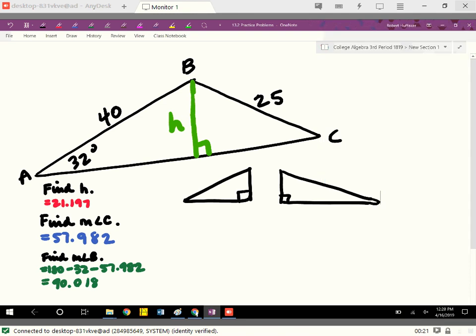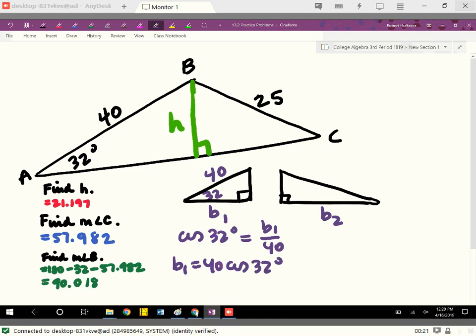The first part will be B1. The second part will be B2. We know that this is 32, and we know that that's 40. So cosine of 32 is equal to B1 divided by 40. So B1 is going to be 40 times cosine of 32 degrees.